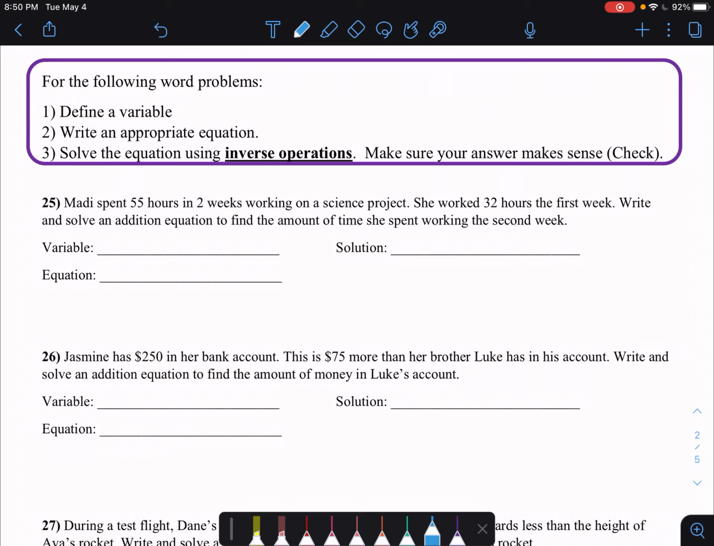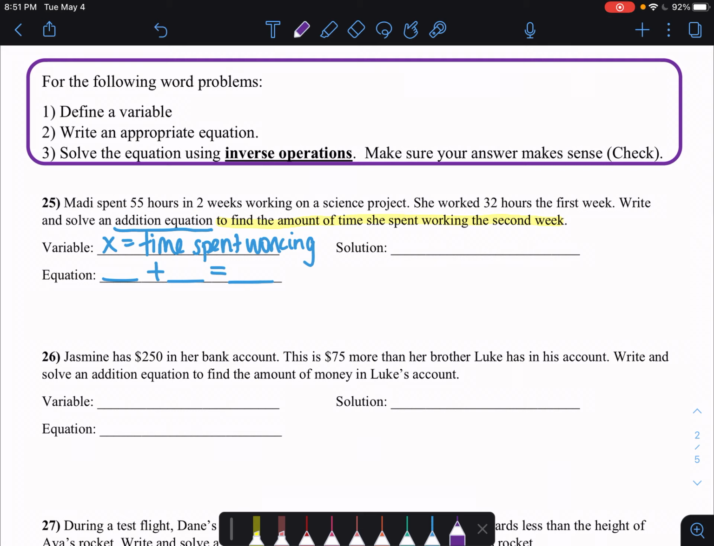She worked 32 hours the first week. Write and solve an addition equation to find the amount of time she spent working in the second week. So this is what I'm looking for right here. So I'm going to say x equals time spent working. And then I'm writing an addition equation. So it's going to be something plus something equals something.